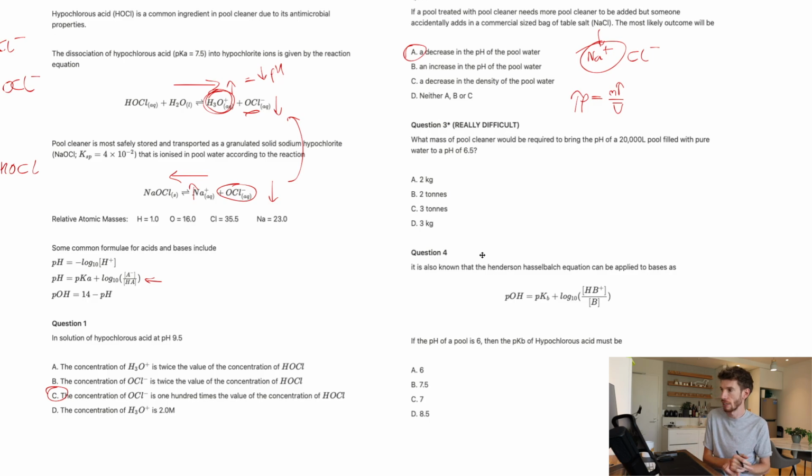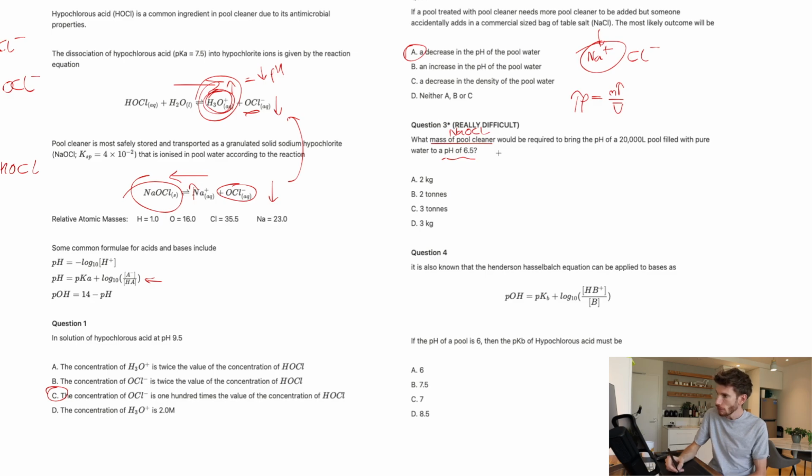So what I would do here is I would go, right, what are my clues or my anchors in the question? I've been told about the pH of 6.5. I'm trying to work out a mass of pool cleaner. And remember, pool cleaner is just a fancy way to say sodium hypochlorite. So here is where I'm trying to get to. I've been told about pH, which links over here. I'm going to try and stepping stone my way towards it.